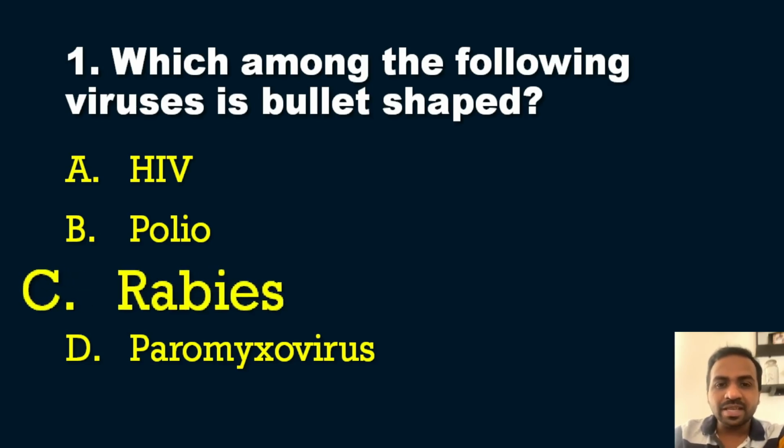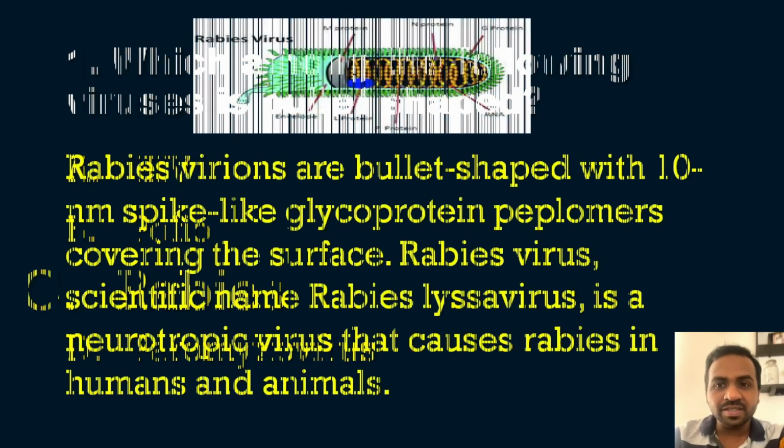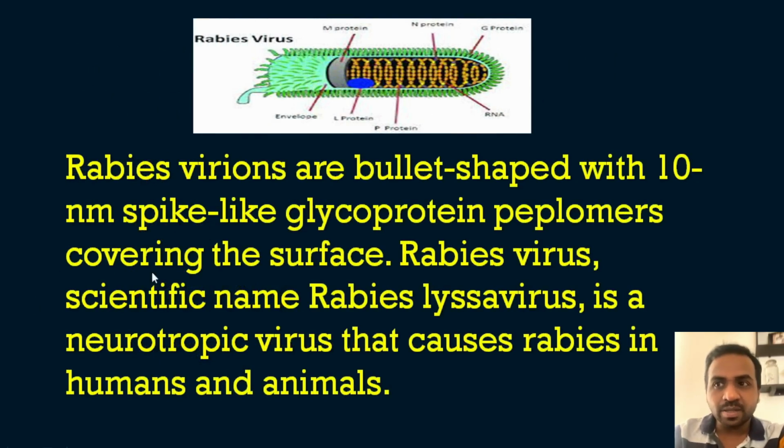Now we will see the shapes and sizes of all these four viruses. First, the answer to the question, rabies. In the picture you can see that the rabies virions are bullet shaped, with 10 nanometer spike-like glycoprotein peplomers covering the surface. The rabies virus, as you know, is otherwise known as the rabies lyssavirus, a neurotropic virus that causes rabies in humans and animals. Bullet shaped is the key point in this question.